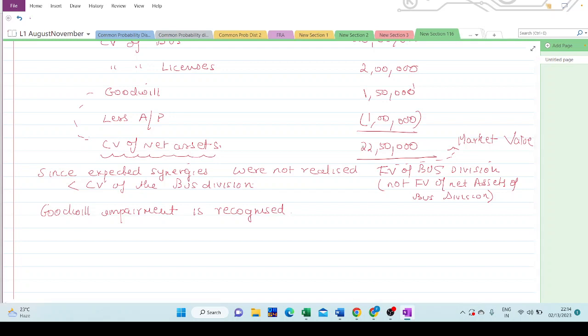We are recognizing a goodwill impairment not at goodwill level but at CGU level, right? Basically, you are comparing the fair value of the CGU and the carrying value of the CGU to recognize a goodwill impairment. You are not comparing the fair value and the carrying value of the goodwill. Guys, are you understanding this?